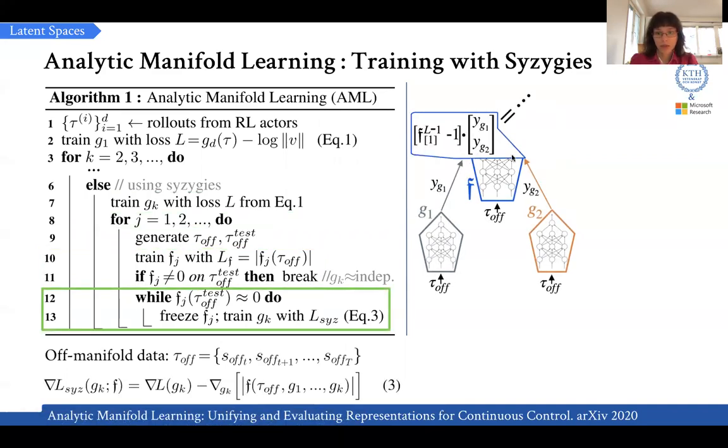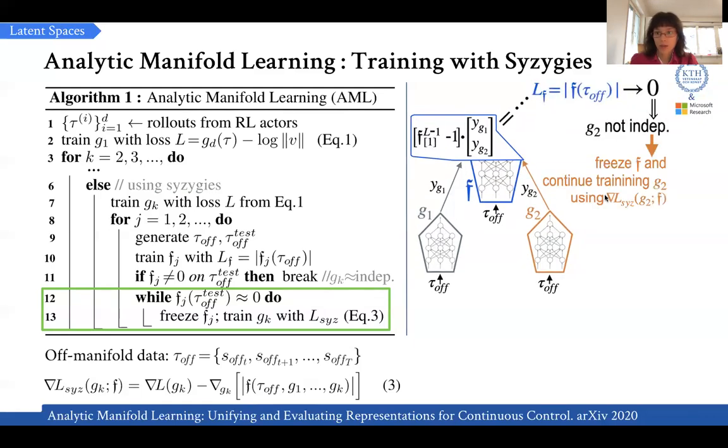The syzygy would be encoded as a neural network as well, but it will have a particular structure in the last layer, where we would take the dot product of the outputs of the relations G1 through Gk and the next-to-last layer activations of the syzygy network. Then we will try to find a relation, meaning feeding the off-manifold data as input and producing a 0 output. And if indeed we succeed in this training, that means that G1 and G2 are not independent.